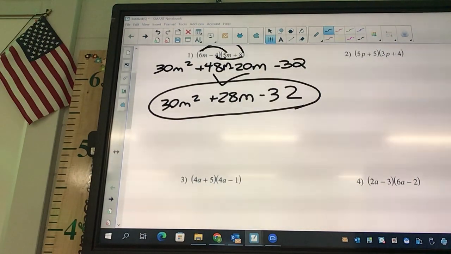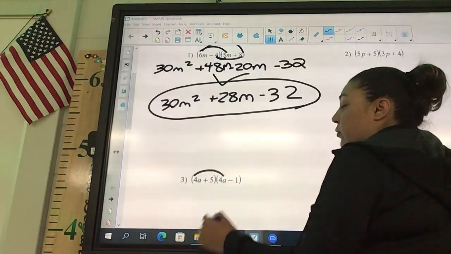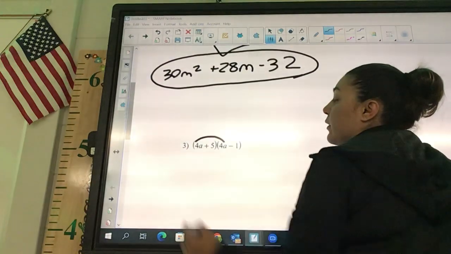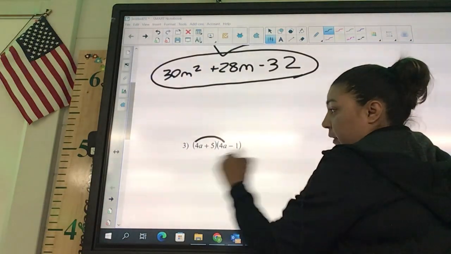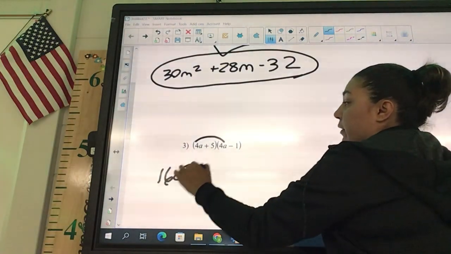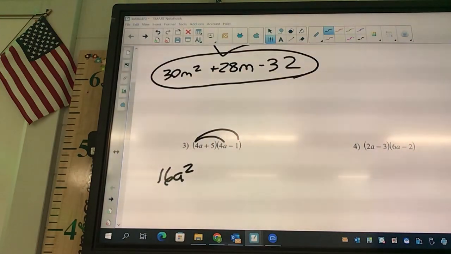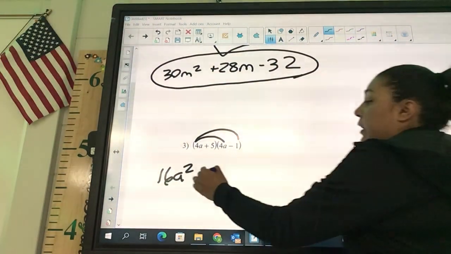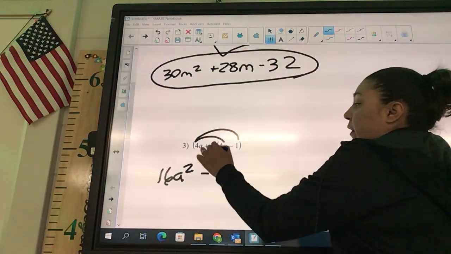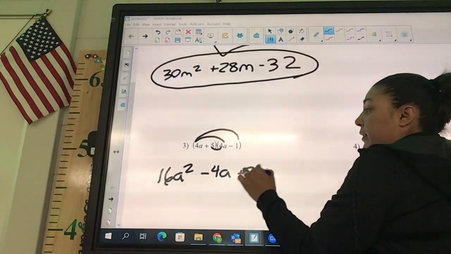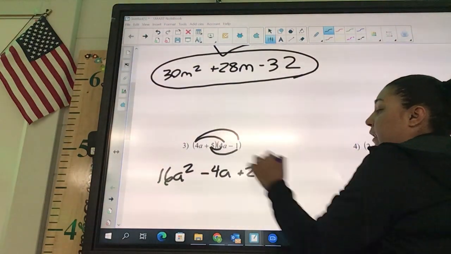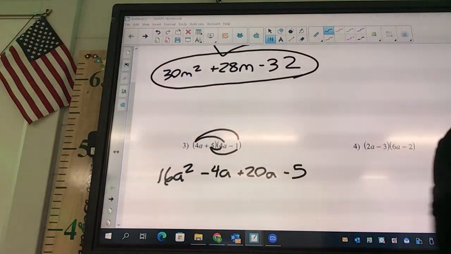Okay, 3, same thing, you're gonna multiply the first. What are you gonna get for the first? 16a squared. The outer, you're gonna get negative 4a. The inner, you're gonna get positive 20a. And then the last, you're gonna get negative 5.